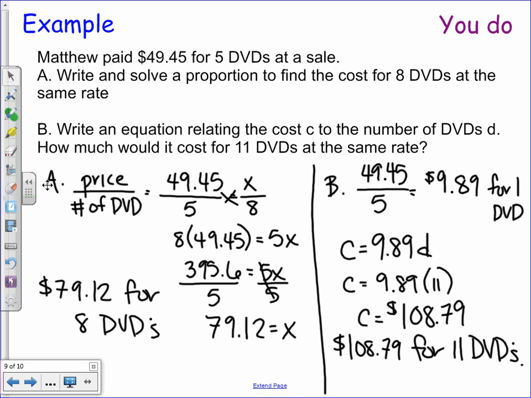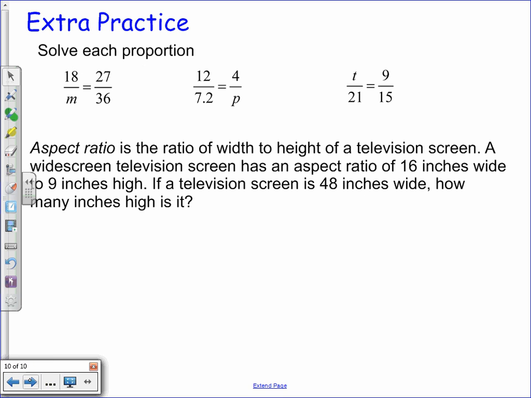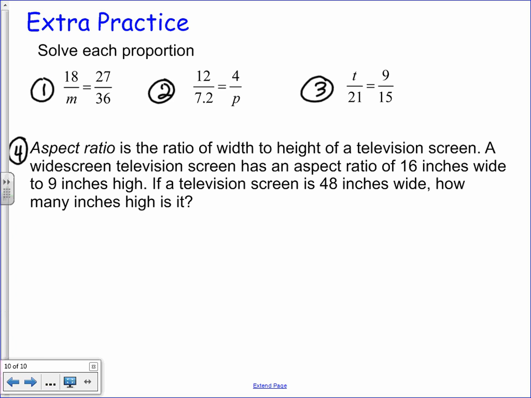All right, hopefully you got that one. Here's a couple extra practice problems. This is going to be 1, this is 2, 3, and 4. All right, don't skip out on that word problem because you don't want to do it. I know you can do it. Good luck.